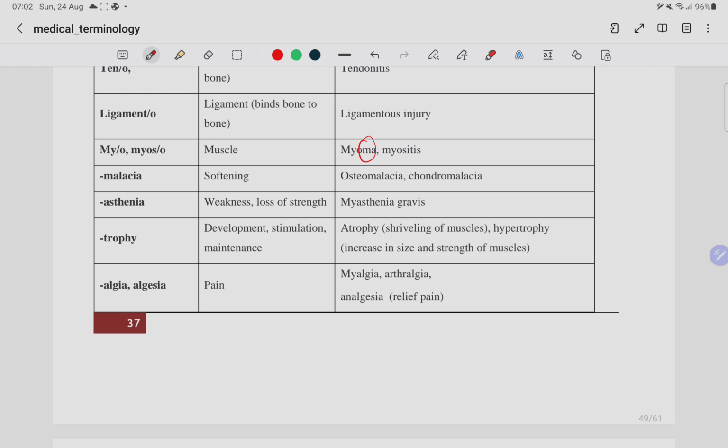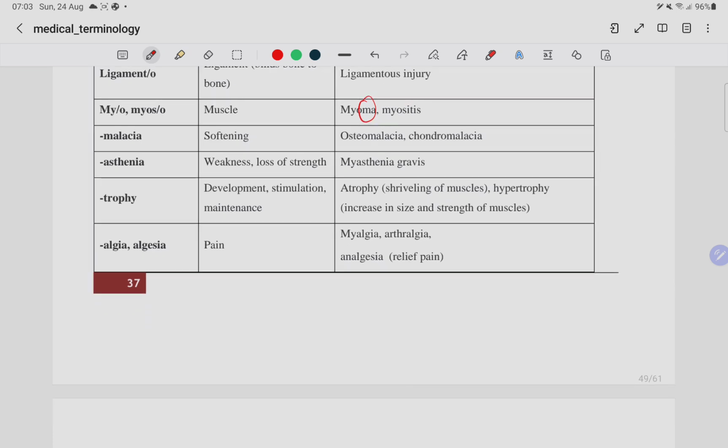Okay, malacia means softening. So when I say osteomalacia, there is softening of the bone. When I say chondromalacia, there is softening of the cartilage. Okay, asthenia means weakness or loss of strength. So myasthenia gravis means weakness of the muscles, especially the eye muscles.